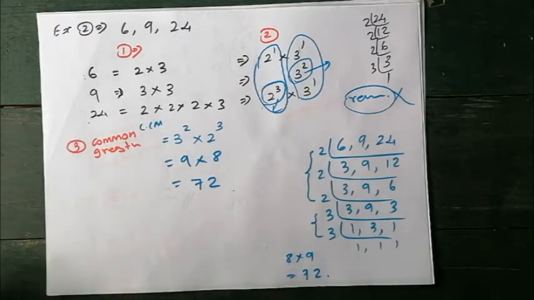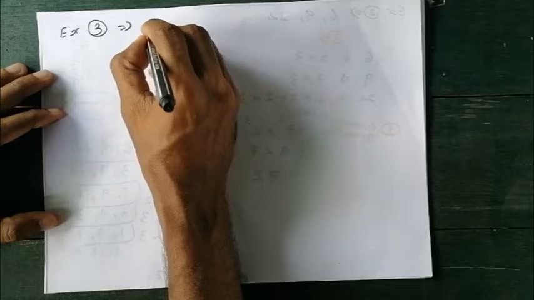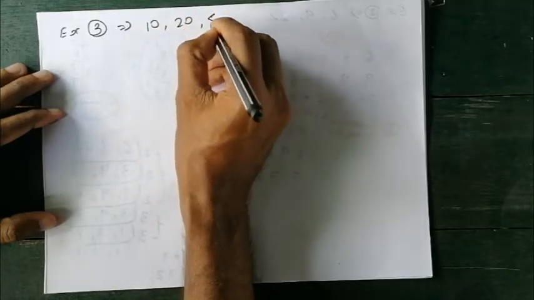Okay, we'll go for some other examples. Next we have the third example. We have 10, 20 and 50.